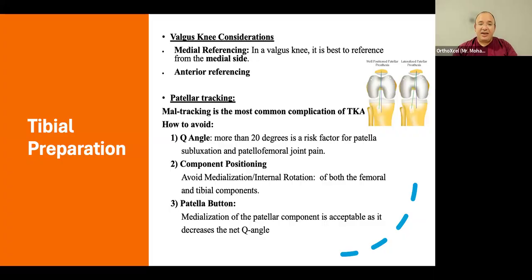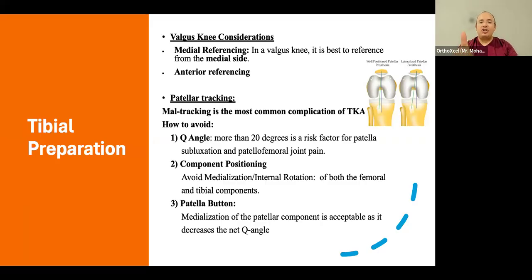Patellar tracking is very, very important, and this is one of the most common complications of total knee, and one of the most common reasons why a total knee goes back to theater. That is patellar maltracking. You have to be 100% sure that your patella is properly tracking on table before you get the patient off table. If you get the patient off table, you're done. There is nothing to do with it. So how to avoid maltracking?